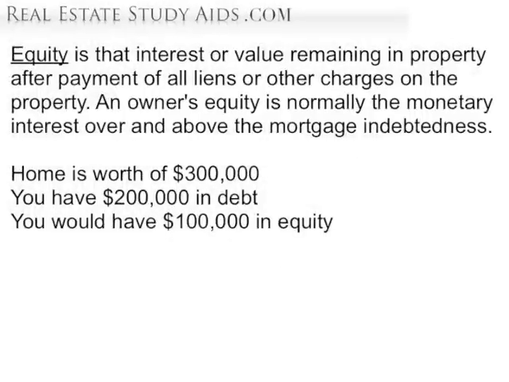Equity is the interest or value remaining in property after payment of all liens or other charges on the property. An owner's equity is normally the monetary interest over and above the mortgage indebtedness. For example, if your home is worth $300,000 and you have $200,000 in debt, you would have $100,000 in equity.